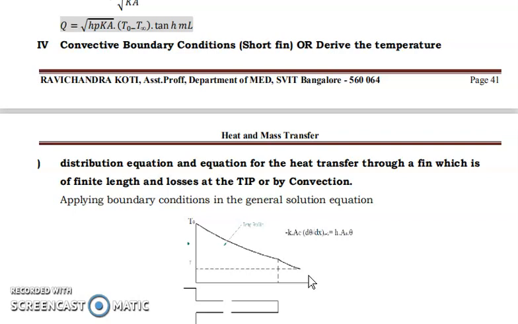So in this video, we are going to apply the fourth boundary condition. We are going to discuss the fourth type of boundary conditions. This type of boundary condition will be applied to a uniform cross-sectional rectangular fin.